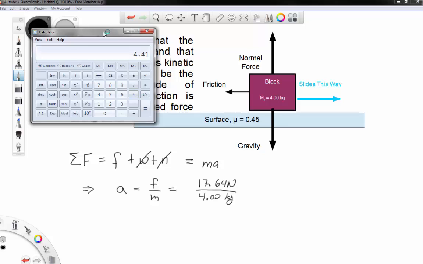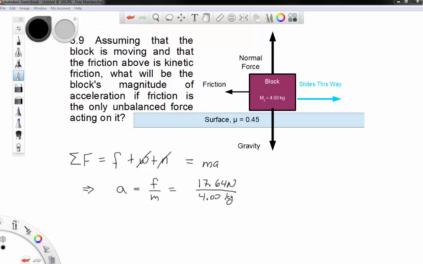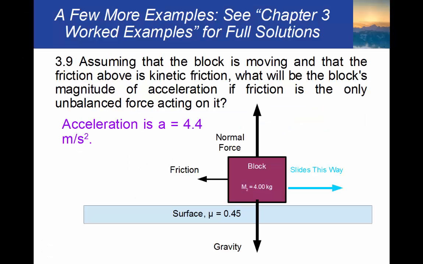4.41 meters per second squared. So this right here, 4.41 meters per second squared. And again, we're going to want to round that off to only two significant figures. So we would record this acceleration as 4.4 meters per second squared.